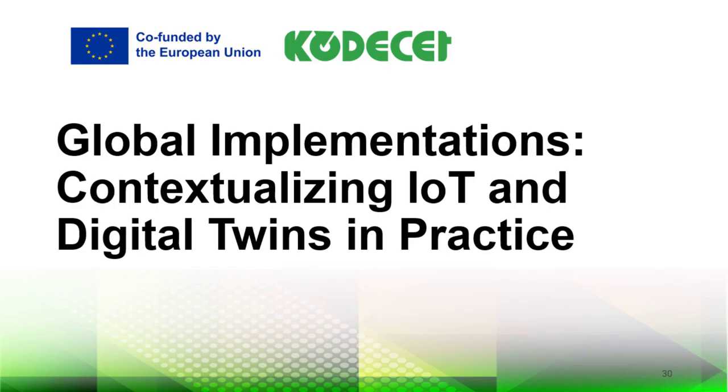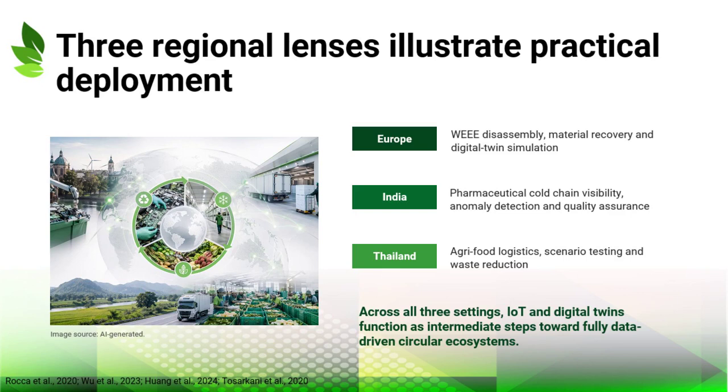Europe, India, and Thailand illustrate how IoT and digital twins support recovery, pharmaceutical cold chains, and agri-food waste reduction. The European case focuses on waste electrical and electronic equipment. Circular economy mandates and extended producer responsibility create pressure to improve reverse logistics and material recovery. Digital twins and simulation can help by creating virtual test beds for disassembly plants, allowing operators to test layouts and process settings before physical changes are made.